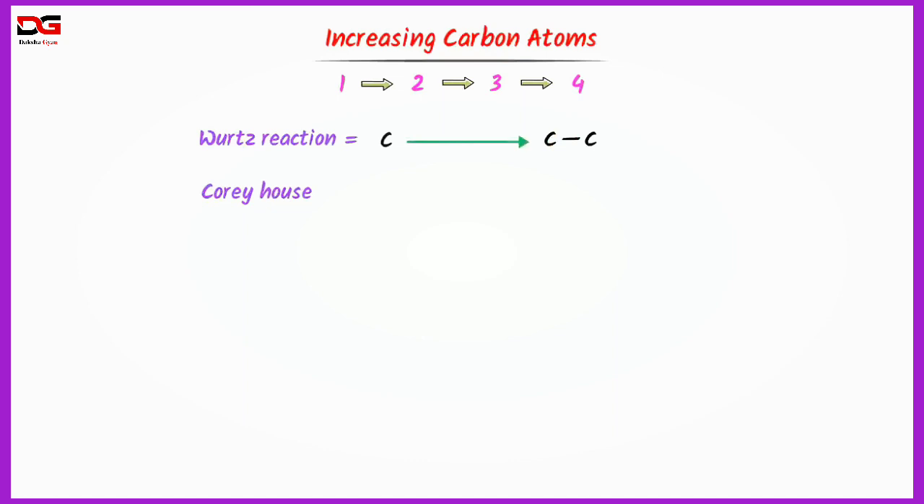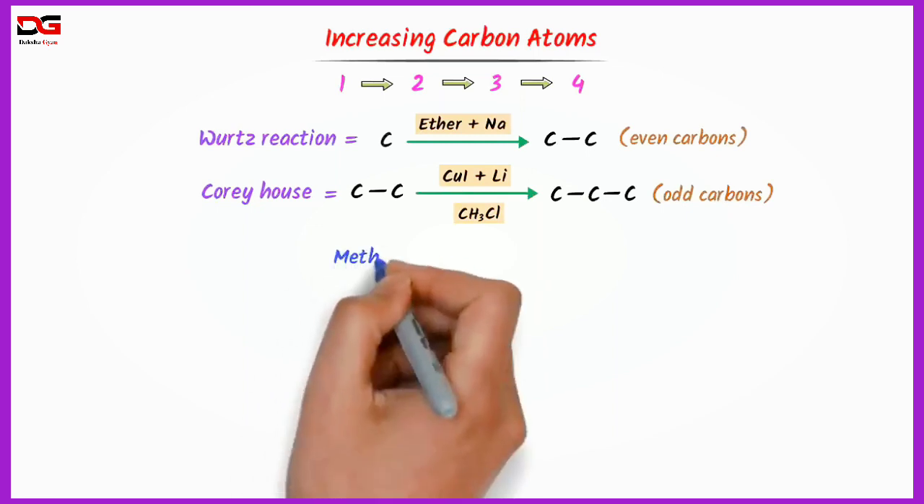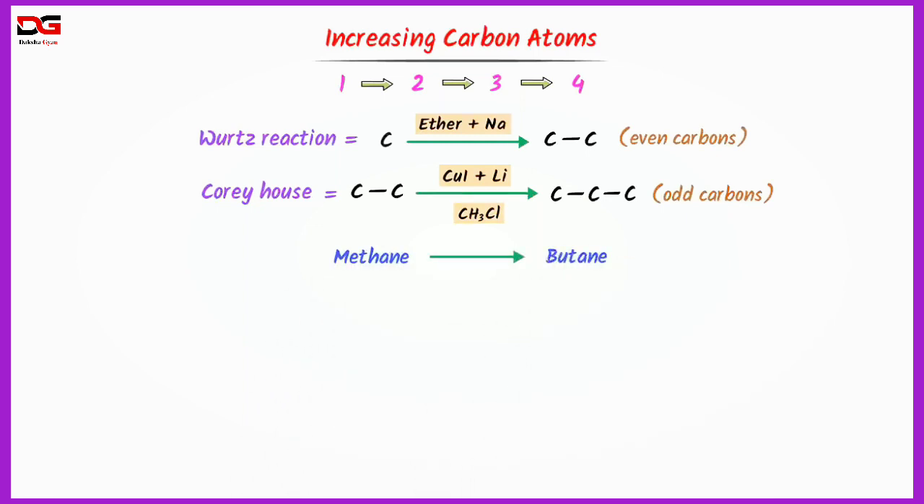Remember that we always add sodium and ether. In Corey-House reaction, we convert 2 carbons to 3 carbons. Remember that we always add copper iodide, lithium and methyl chloride in it. In other words, we use Wurtz reaction to get even carbon numbers, while we use Corey-House reaction to get odd numbers of carbons. For example, convert methane to butane.